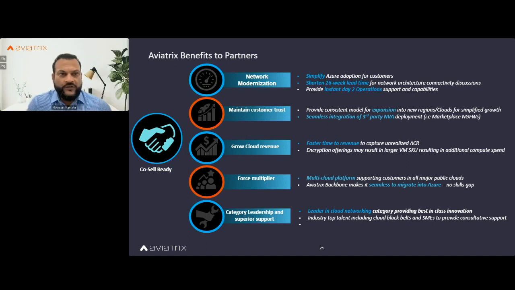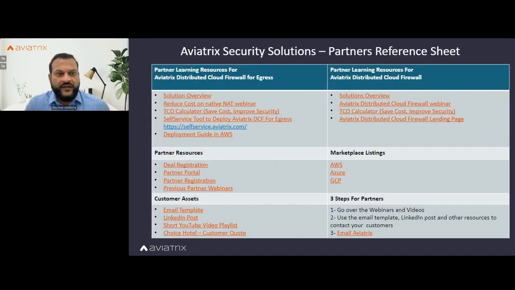All right, so we have also created a single slide reference sheet for partners focused on the security solutions that we have. In this one spreadsheet, you will get the learning resources. The first box on top is the solution overview: the how to reduce cost on native webinar from Chris, a TCO calculator, the self-service tool that I showed you, and a deployment guide that Brad Hedlund wrote for AWS. If you want to do this manually, never leaving the AWS console, you can also do it from there.